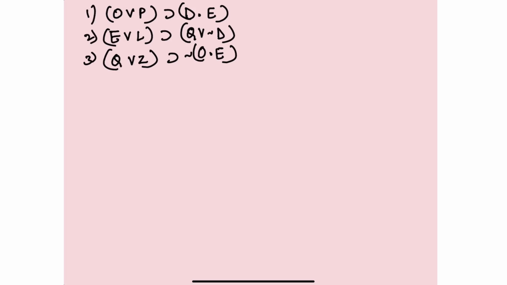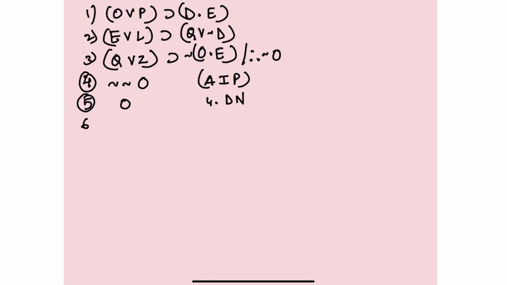And the conclusion is a simple one, therefore negation of O. So your first step again would be assuming the negation of O, assuming the indirect proof. Once you have done that, you can simply write O, and you have used double negation. After double negation, if you see we have O wedge P here, so you simply write O wedge P.